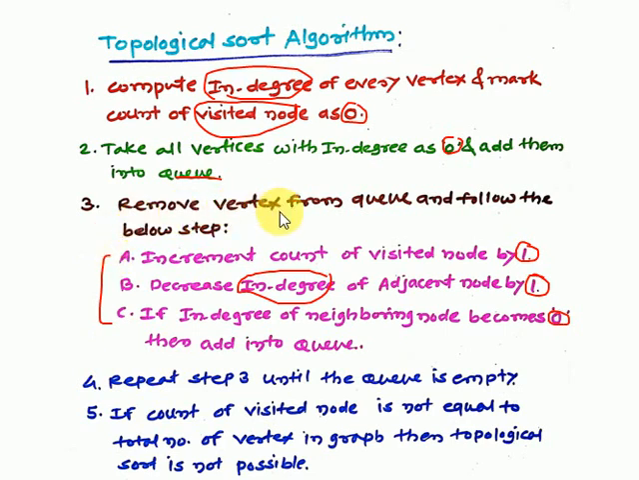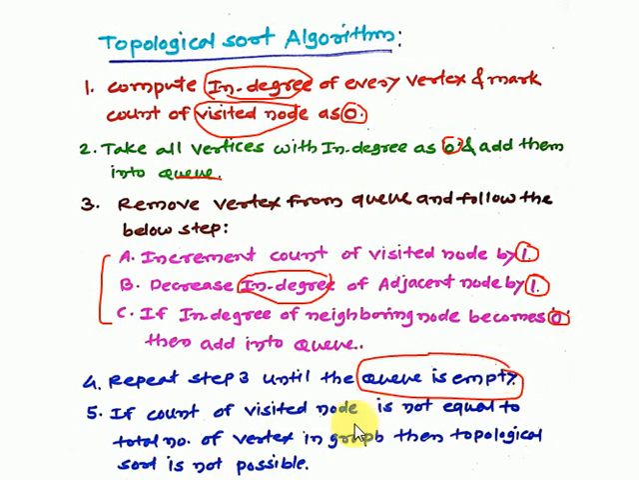I remove the next vertex from the queue, that is, I call delete queue. I'll display that particular vertex and mark it visited, that is, mark it as 1 instead of 0. Then I'll decrease the in degree of its adjacent nodes, and if some of them become 0, I will again add them into the queue. So I'll repeat the above step 3 until our queue becomes empty.